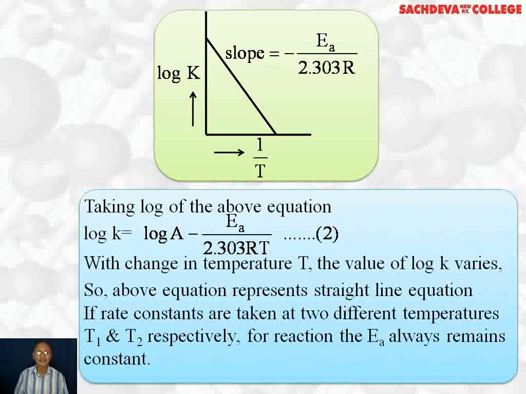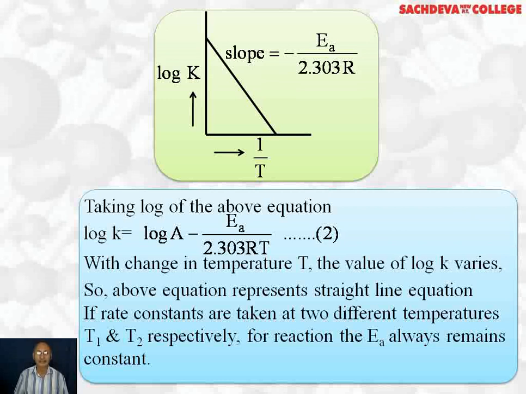Taking the log of the above equation, we will get log K is equal to log A minus Ea over 2.303 RT. With the change in temperature T, the value of log K varies. So the above equation represents a straight line shown here in the graph.